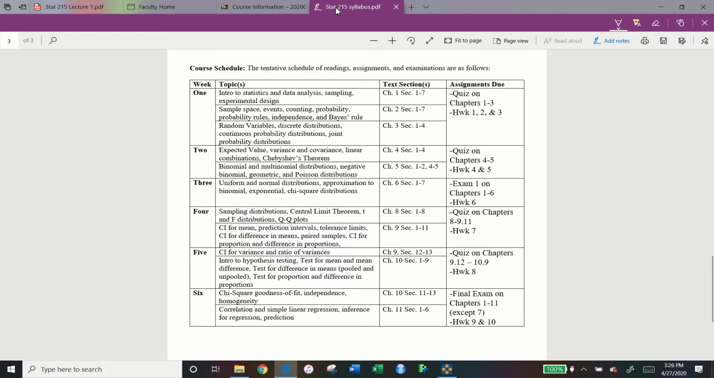Week 4, you will have a quiz on chapters 8 through 9.11, and you'll have your homework 7. That'll cover chapter 8. Week 5, quiz on chapters 9.12 to 10.9. Homework 8 will be due. That'll cover chapter 9. And then the last week of class, you will have homework on chapters 10 and 11, and then your final exam.